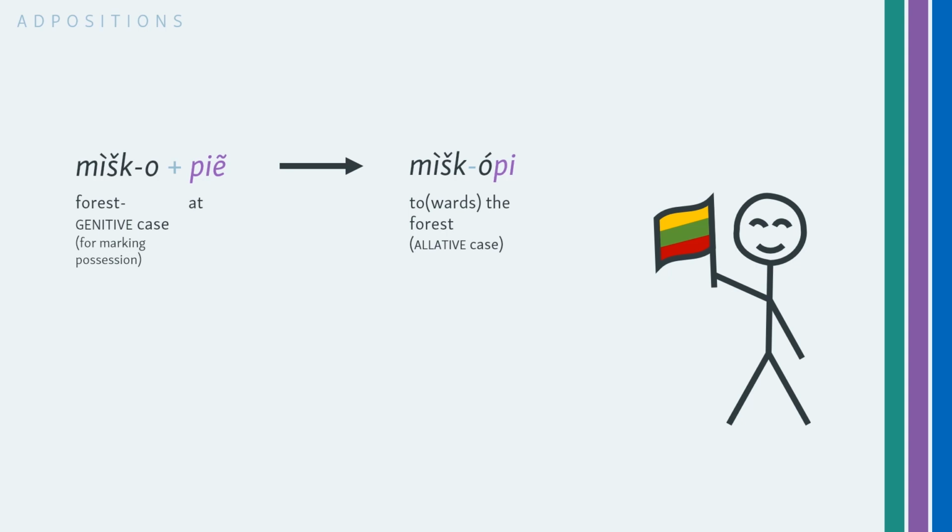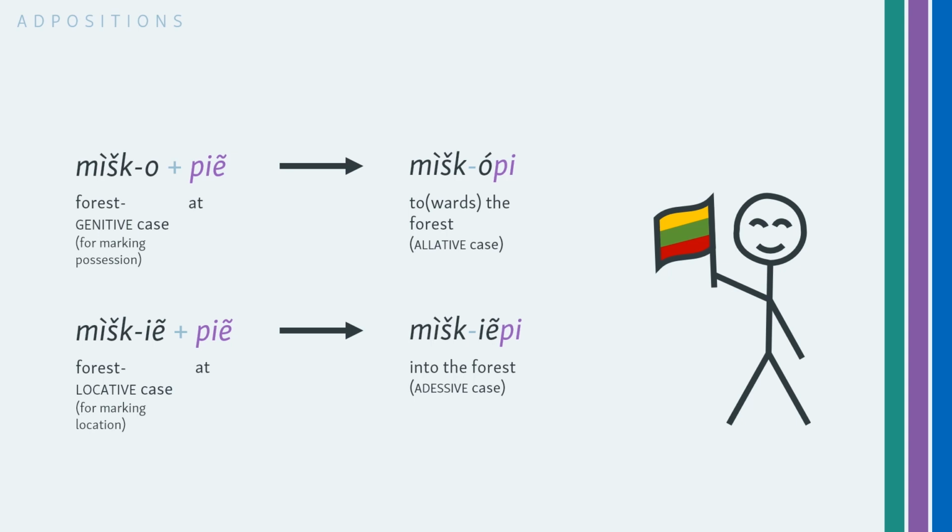One especially cool thing you can see here is that there are multiple parts getting piled on top of each other to form a new case. It's not just the postposition, but there's also a genitive case that's already on the noun, and those two combining is what creates the new allative case for motion towards. When the same postposition in Old Lithuanian merged with a noun in the locative case instead, it created a new adessive case marking motion into something.